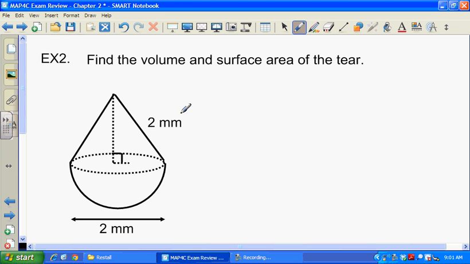Volume and surface area of the tier. Well, this is the idea of a composite shape. We don't have a formula for volume of tier shapes. What we're going to do is break it into a cone and a sphere.